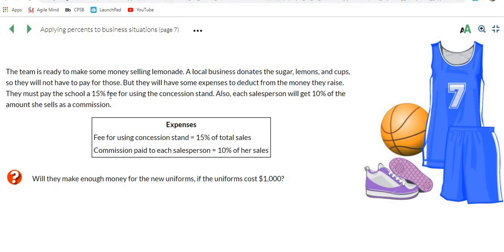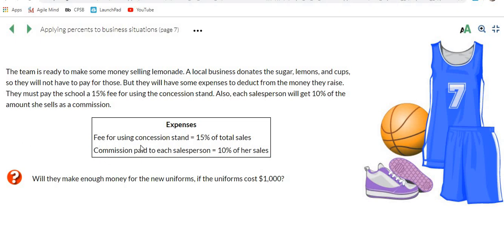They must pay the school a 15% fee for using the concession stand. That's not nice. Also, each salesperson will get 10% of the amount she sells as a commission. All right, so these are our two expenses. The fee for using the concession stand, which was 15%. Then she has a commission that is 10% of the sales. All right, so will they make enough money for the new uniforms if the uniforms cost $1,000? So that's kind of the problem we're looking at today. We need to make enough for the uniforms, so I need a profit of $1,000.